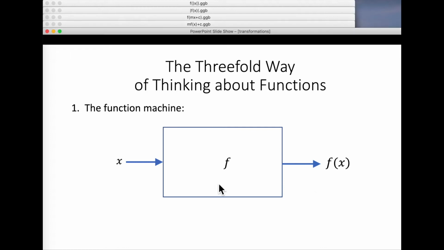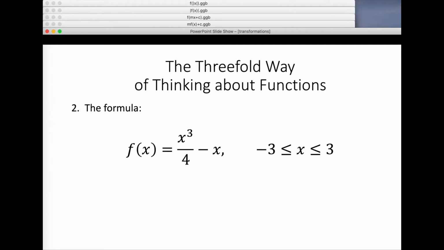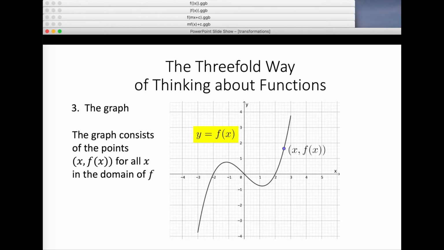I love them. The three more specific ways of thinking about functions are the formula, which tells you what goes on inside the function machine, and the graph, which plots all the outputs. Now, to be a bit more precise, the graph in the xy plane consists of points (x, y), where y is f of x. In other words, it's an input-output pair.